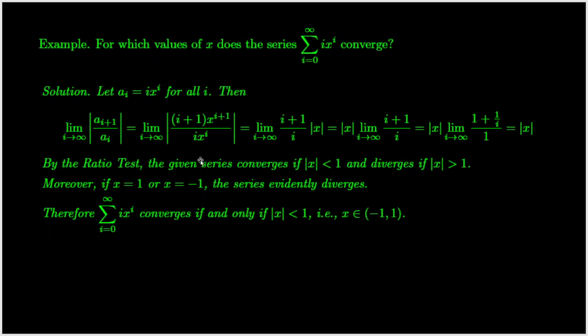There remain only the cases that x equals 1 or -1, when the series evidently diverges. Therefore, the given series converges if and only if x is strictly between -1 and 1. So the interval of convergence is the open interval from -1 to 1.